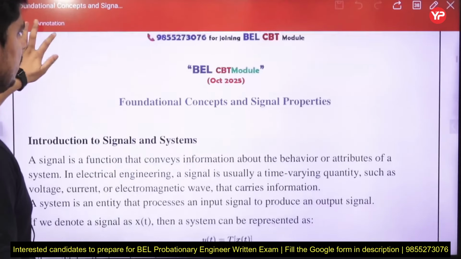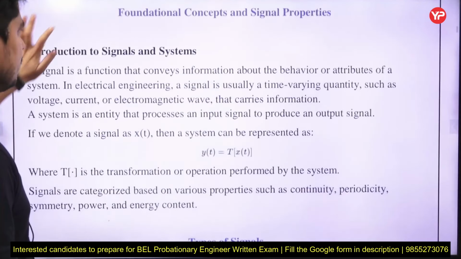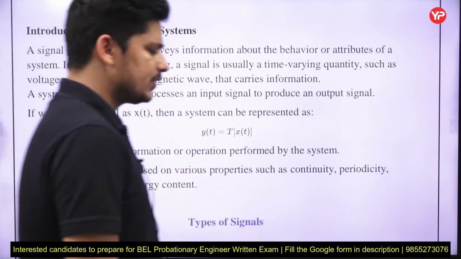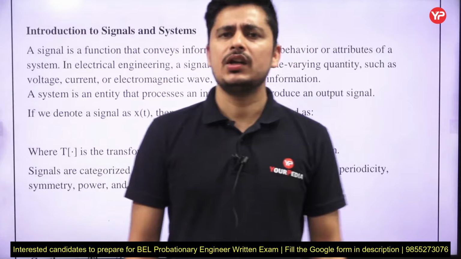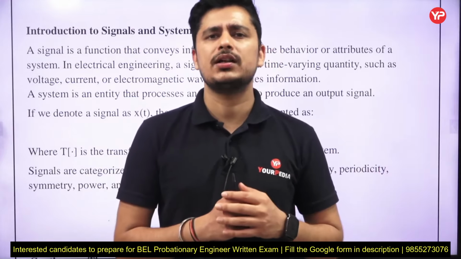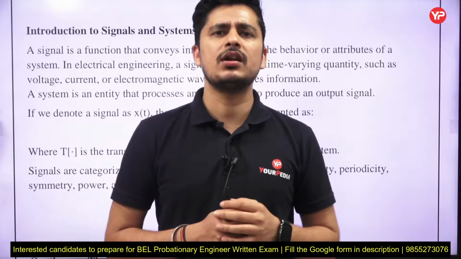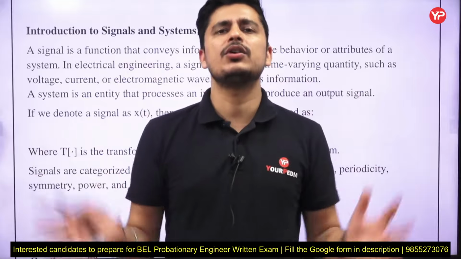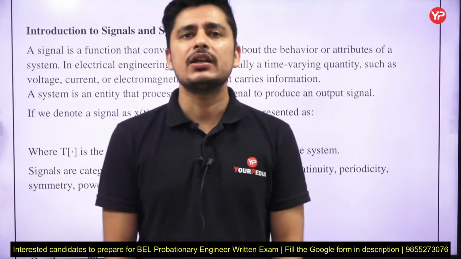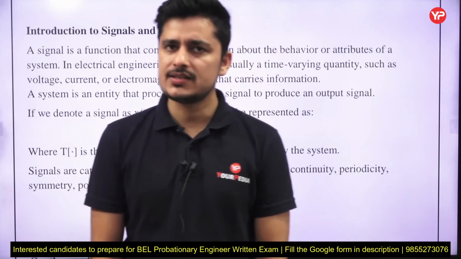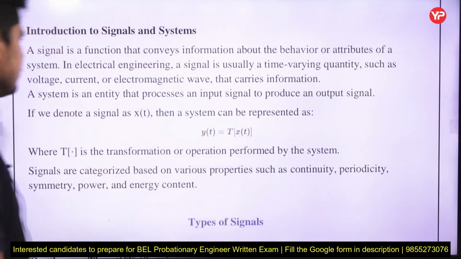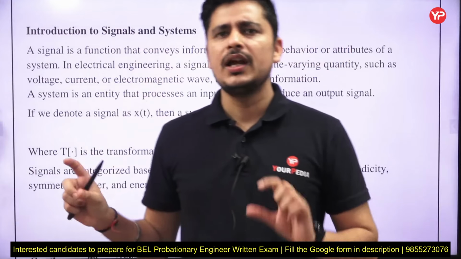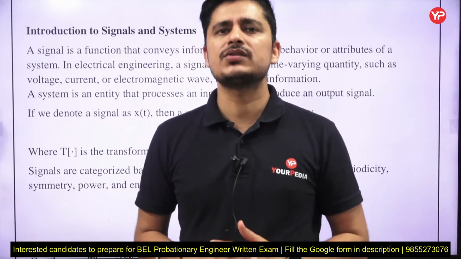This is the fundamental concept and signal properties, introduction to signal and system. See, what is a signal and what is a system? The first thing, a signal is anything which carries information inside it. Like voice is also a signal, music is also a signal, video is also a signal. So all the quantities, or you can say all the entities, which carry information inside them are called signals. Understood? And a system is what? A system is a physical combination of objects which will take an input and produce a desired output. That will be your system, right?